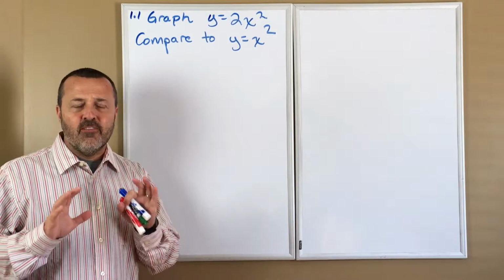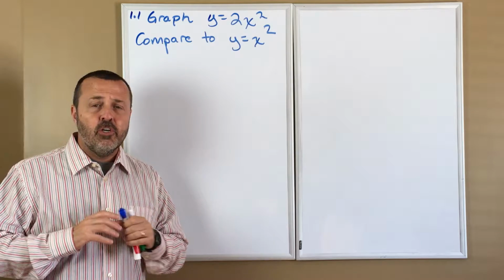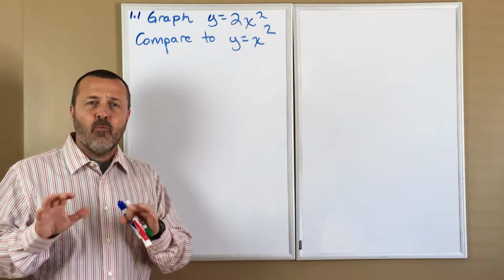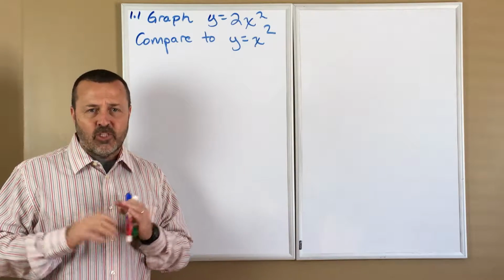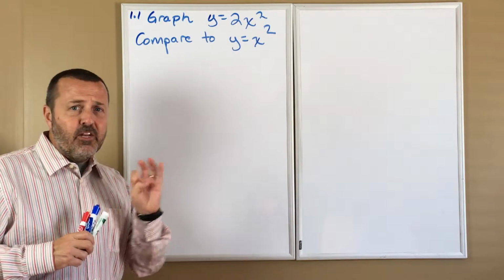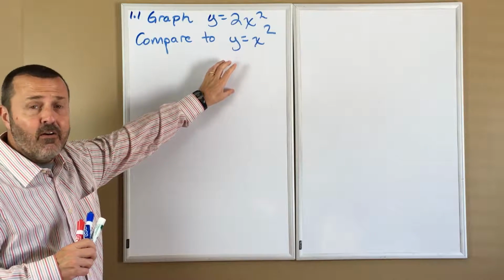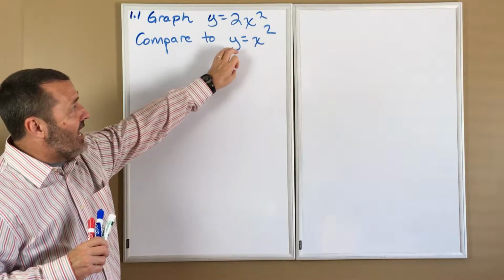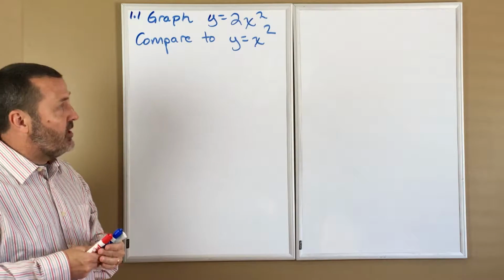In the first part of lesson 1.1, we're going to graph y equals 2x squared, and then we're going to compare it to the parent function y equals x squared. What I believe we need to do first is to go ahead and graph our function y equals x squared, which is our parent function.